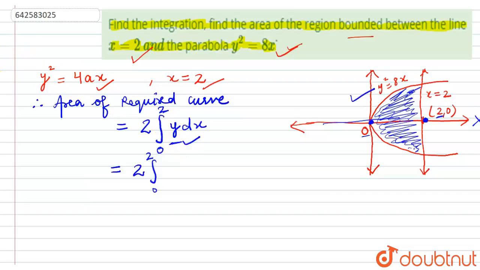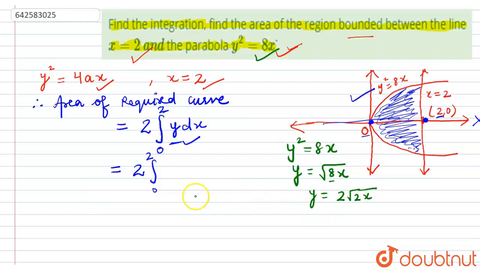For finding the value of y, we can see the equation y square equals 8x. If you find the value of y from there, it would be under root 8x, and as we know, the under root of 8 is 2 under root 2, and we have x also inside that. So we can put the value of y as 2 under root 2 times under root x dx.